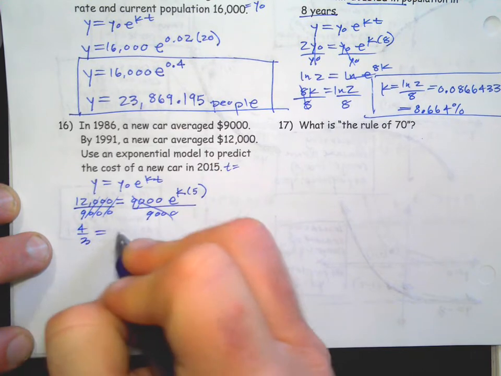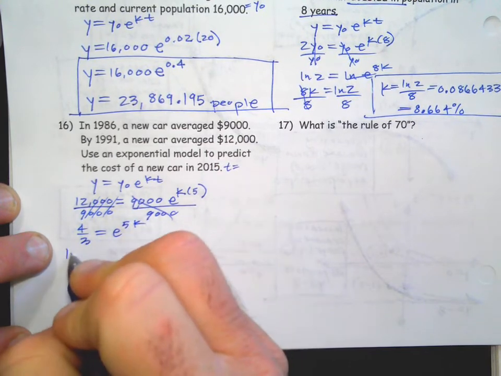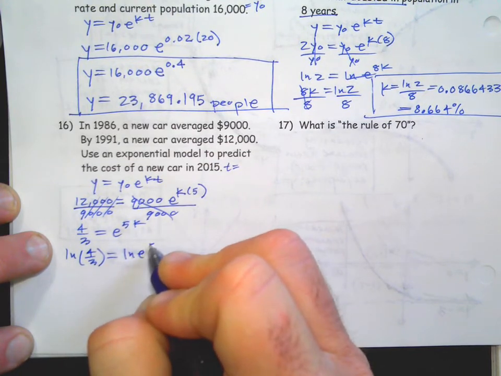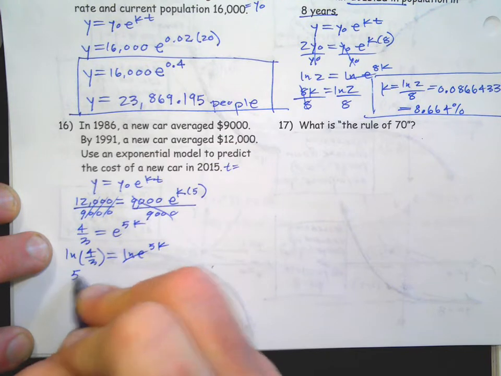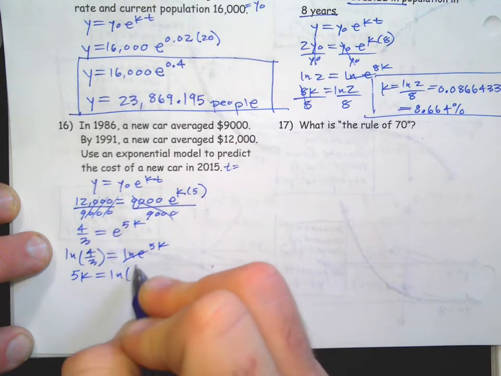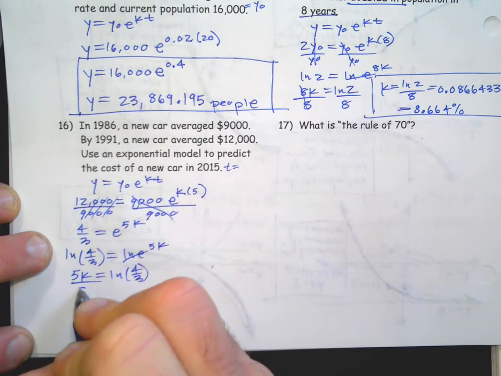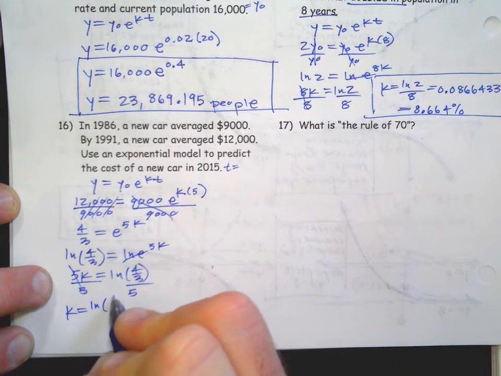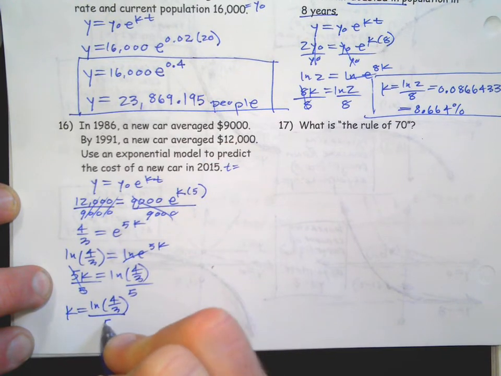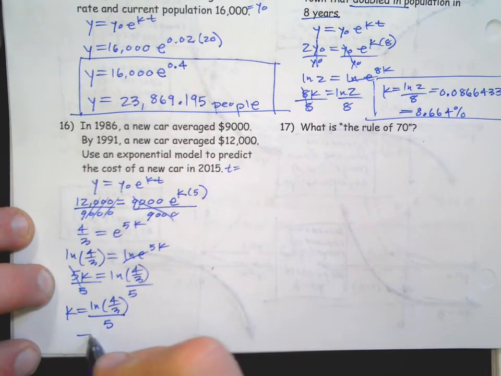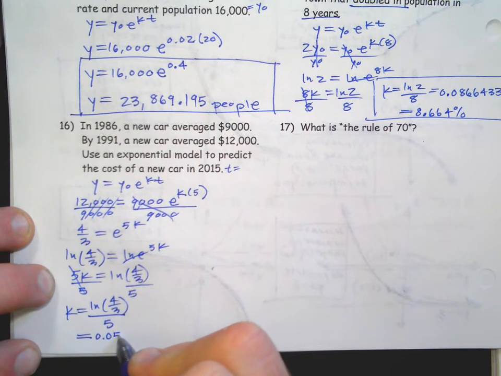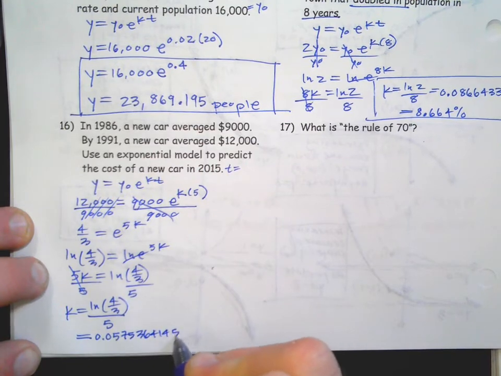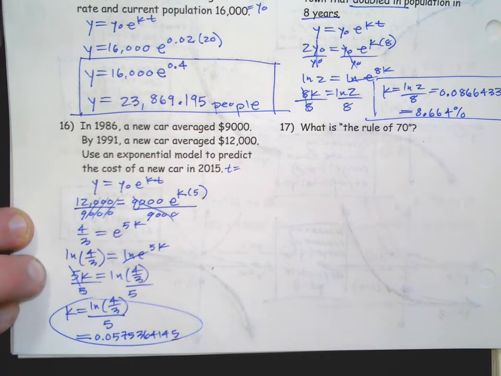4/3. Take the natural log of both sides. Divide both sides by 5. So your k value is exactly natural log of 4/3 over 5, which you could use, or you could use it as a decimal, 0.05753644145. You want to carry extra decimals if you're going to use that decimal to calculate something else.